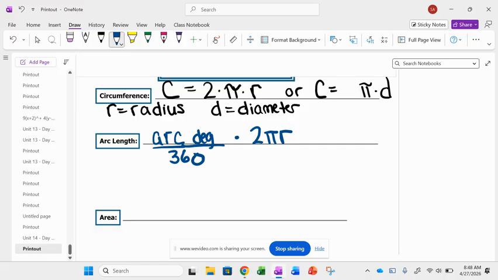Okay, now everybody always confuses these two. Circumference is the perimeter, it's the outside of the circle. Area is not outside. What's area? Inside, yep, the whole area inside. So to find the area of a circle, the area is equal to pi times the radius squared.